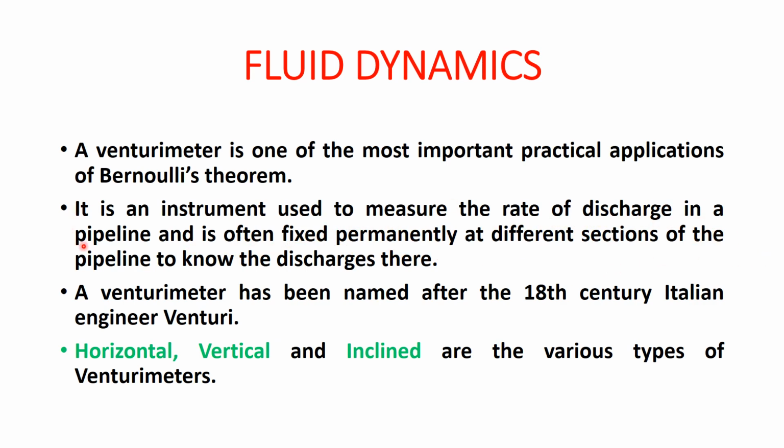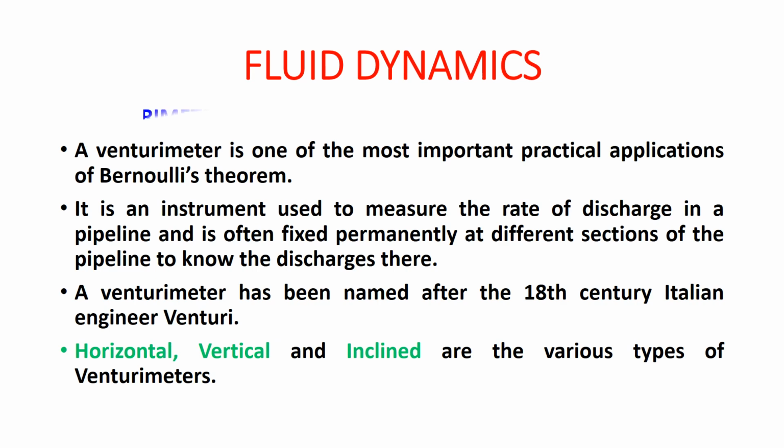A venturimeter is one of the most important practical applications of Bernoulli's theorem. It is an instrument which is used to measure the rate of discharge, or we can say rate of flow, in a pipeline, and is often fixed permanently at different sections of the pipeline to know the discharges there. It has been named after the 18th century Italian engineer Venturi.